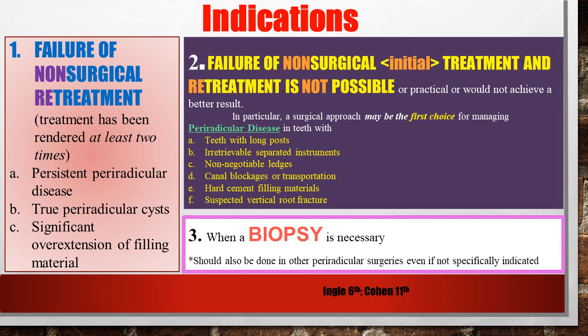Vertical root fracture, it is an indication for surgery. However, I feel that as soon as you see a vertical root fracture, it actually depends on the extent of the fracture. So, if the vertical root fracture has extended till the tip of the root, I would say the prognosis is really, really poor. It's just better to go ahead with extraction and replacement with a prosthesis. So vertical root fracture, I wouldn't consider as much of an indication for surgery.